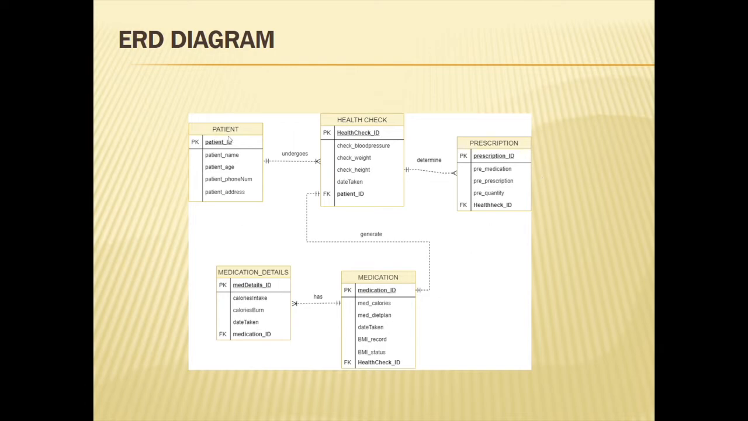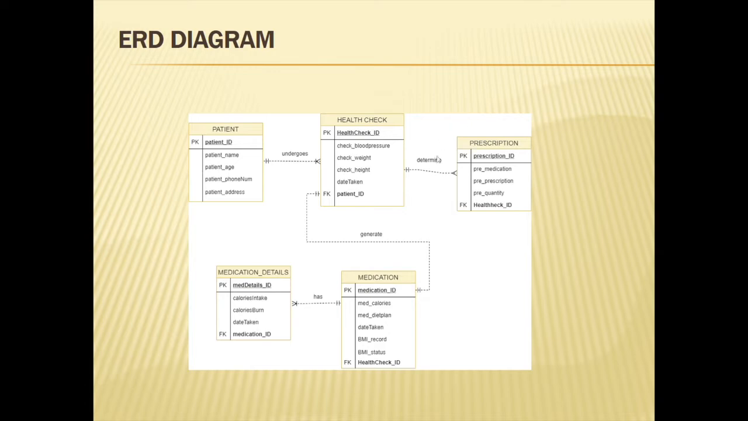So here we got 5 tables that are related. First is patient. The primary key for the patient table is patient ID, and we got other 4 attributes, which are patient name, patient age, patient phone number, and patient address. Next we got table health check. The primary key is health check ID, and check blood pressure, check weight, check height, date taken, and the foreign key is patient ID, which is from the table patient. So the relationship between the patient table and health check is 1 to many and many to 1.